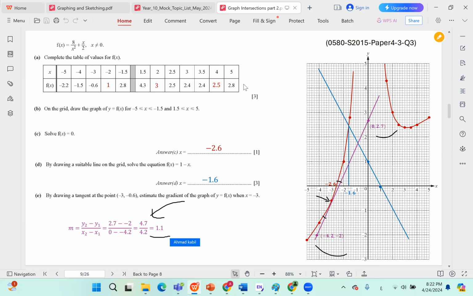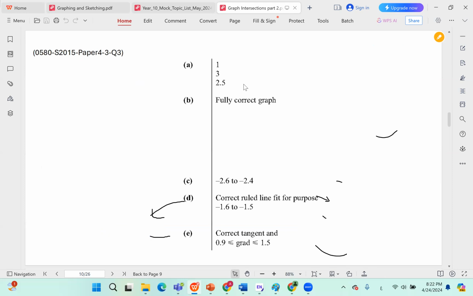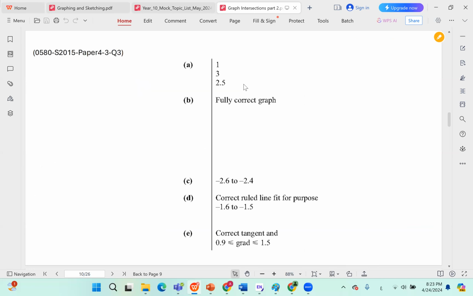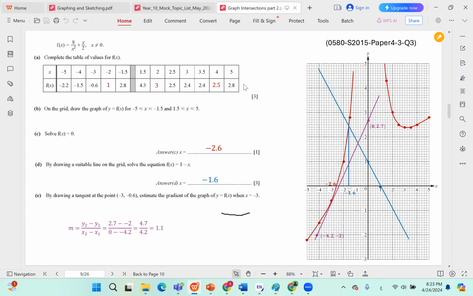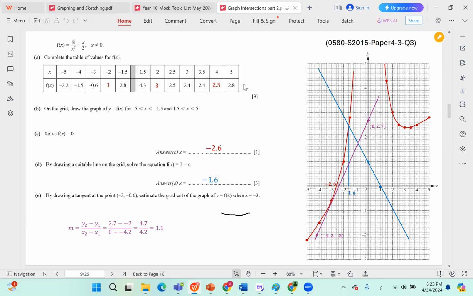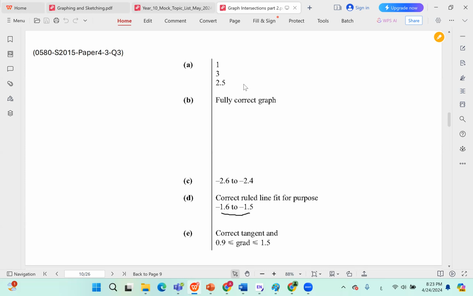Let's see if our answers are within range or not. So a correct gradient has to be between 0.9 and 1.5. And our answer is 1.1, so that's okay. This is the purple answer. And then for the blue answer, -1.6. And the range is from -1.6 to -1.5. So again, we are within range. For the red answer, -2.6 is okay as well. It lies between -2.6 and -2.4. And the values of the table are 1 and 3 and 2.5, and these are correct as well.